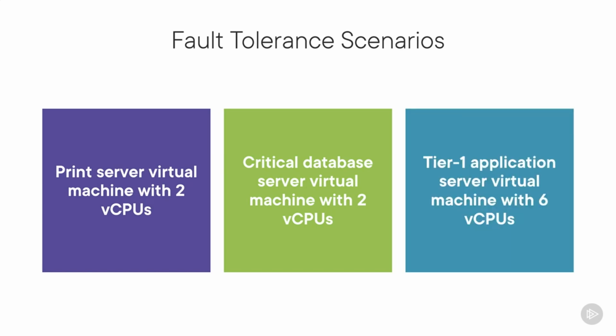And then perhaps you have a tier 1 application server, a virtual machine that has 6 vCPUs. Well, if you have vSphere Standard, it's not going to support up to 6 vCPUs, so you'll need vSphere Enterprise Plus, which would support up to 8 vCPUs on a virtual machine enabled for fault tolerance. On the other hand, bonus question, let's say that you had a tier 1 application server virtual machine that had 12 vCPUs. Even with vSphere Enterprise Plus, you're not going to be able to enable vSphere fault tolerance on that virtual machine. With these scenarios in mind, it's now time to get started and enable fault tolerance.